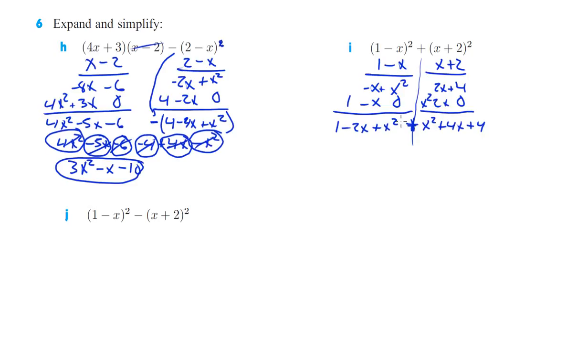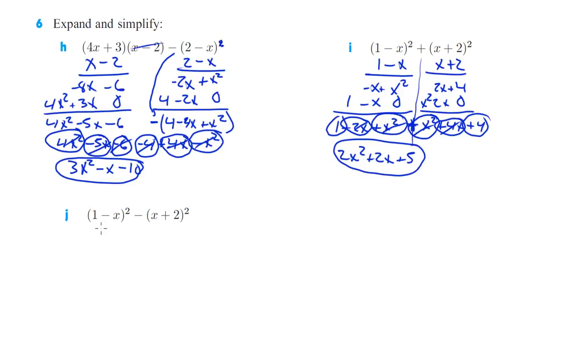And now we can just collect like terms, right? X squared and x squared is 2x squared. We got positive 4x and minus 2x, which gives us plus 2x. And then we've got a 4 and a 1, which gives us 5 when we add those together.